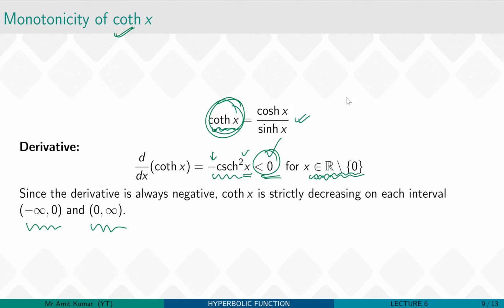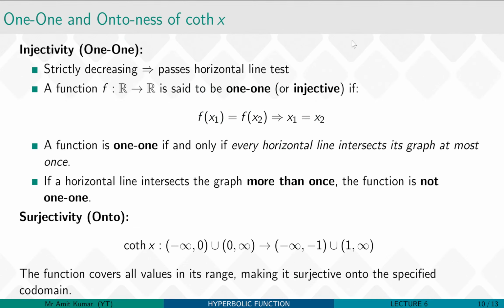Now, go to the next properties. This is the one-one and ontoness of coth hyperbolic x. Now, since the graph is like this, it is strictly monotonic. So by the horizontal line test, we can directly say that this is a one-one function.